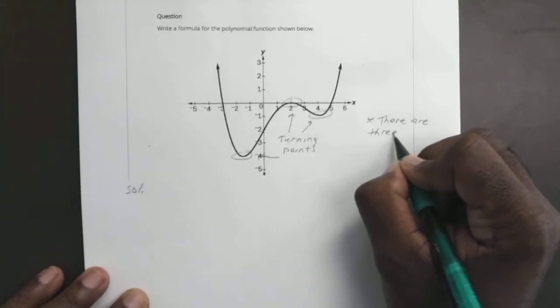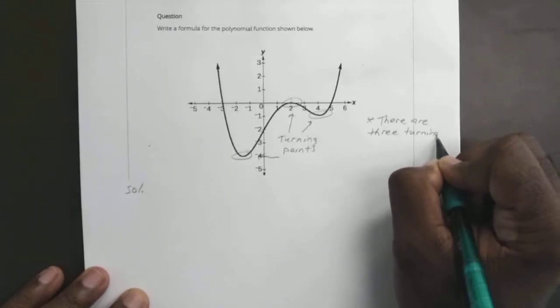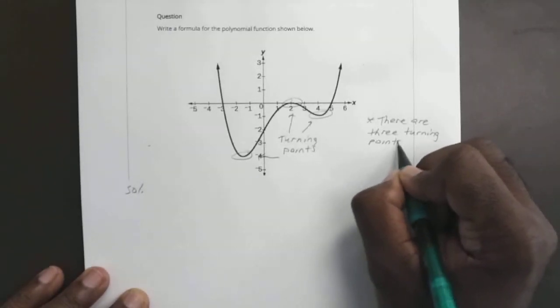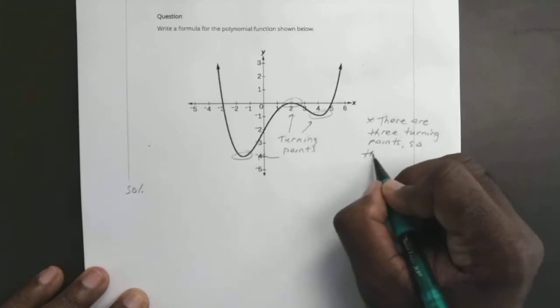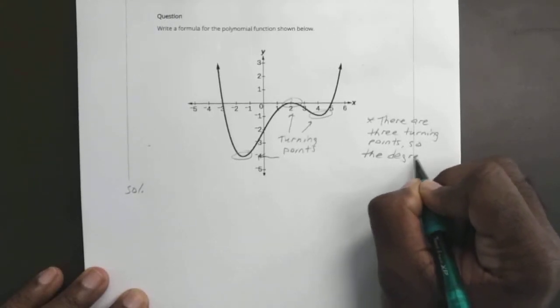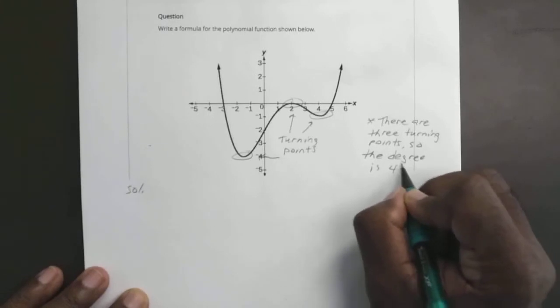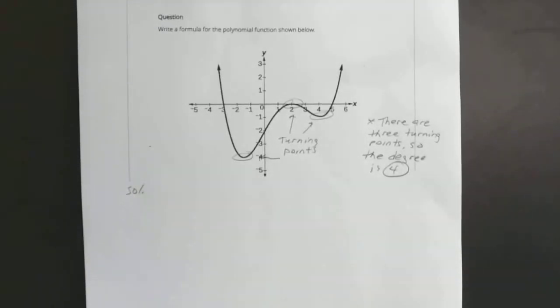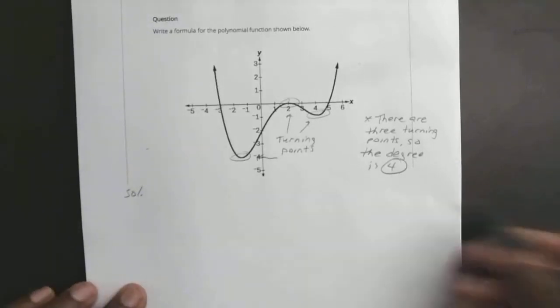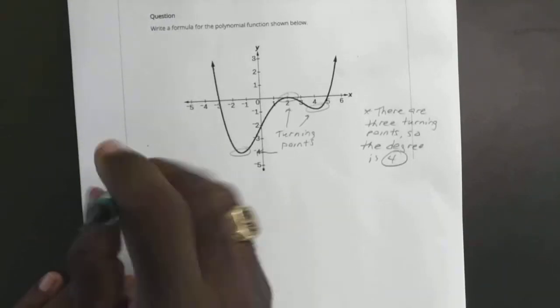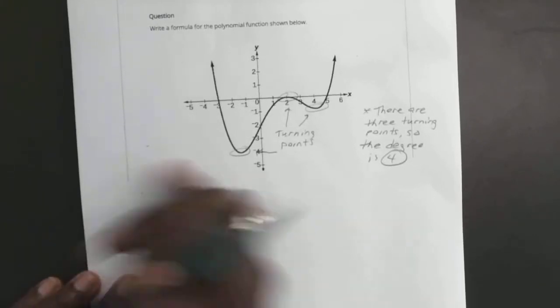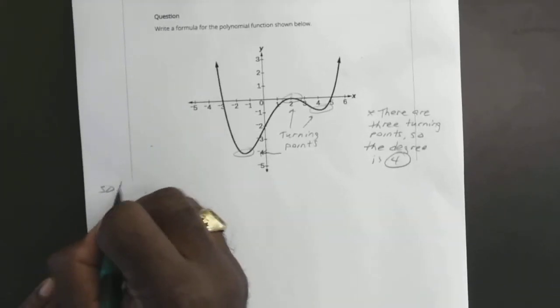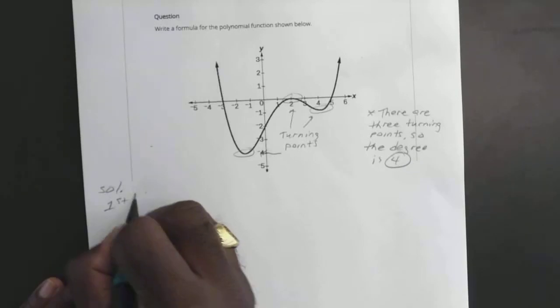Okay, so if there are 3 turning points, then that means the degree is 4. So that completely eliminated step 3. You don't even have to worry about step 3 anymore. All right. Any questions on that step?